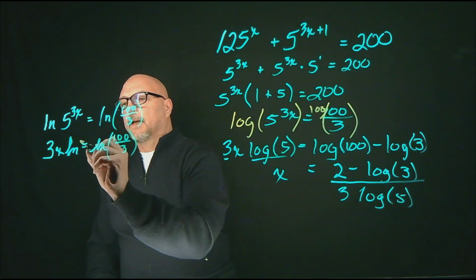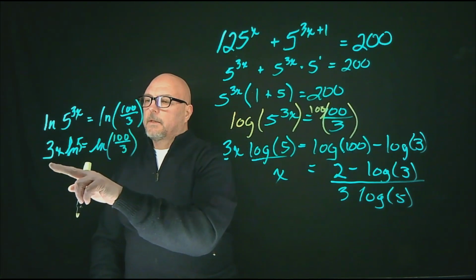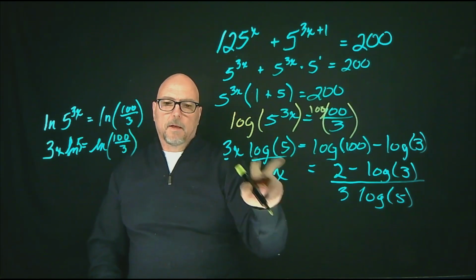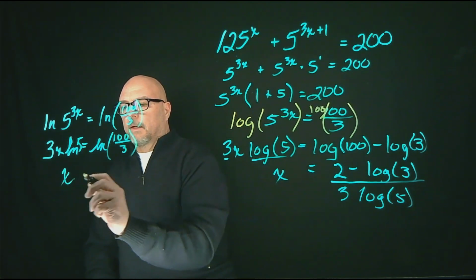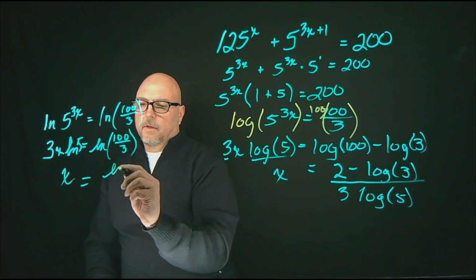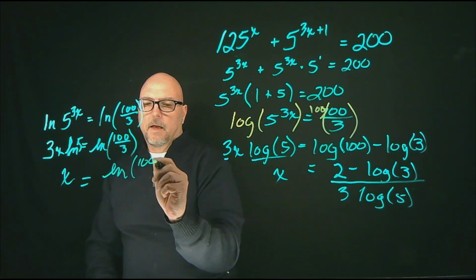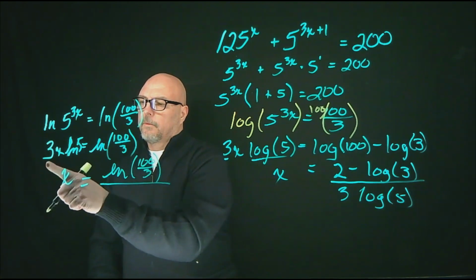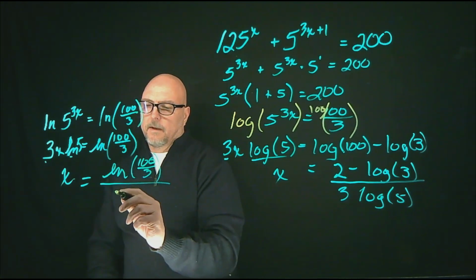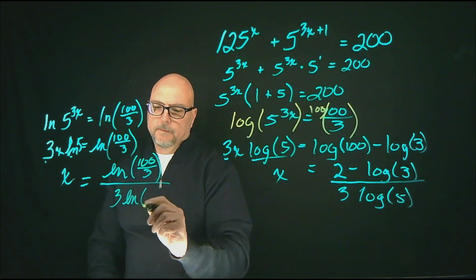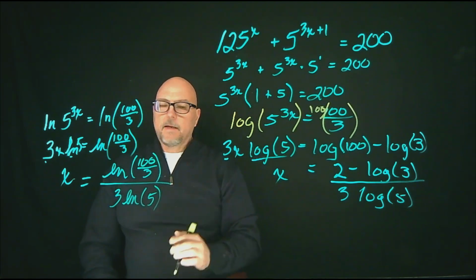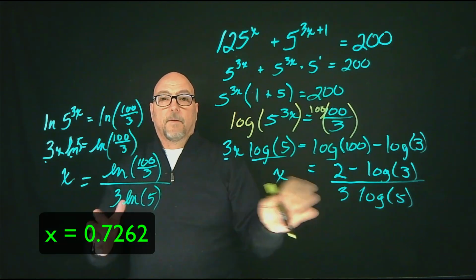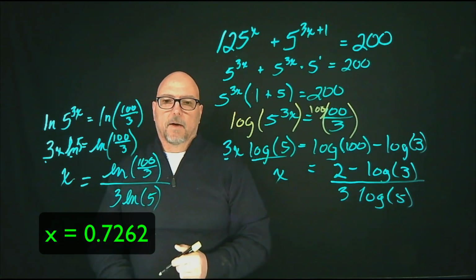Whoops, I forgot my natural log of 5 in here. So now I'm going to divide by 3 times the natural log of 5. Like over here, I divided by 3 times common log of 5. So that's going to leave us with the natural log of 100 thirds all over 3 natural log of 5. So go ahead, take a minute, type the first one into your calculator, and type the second one in as well. You'll find out that they give you the same decimal approximation.